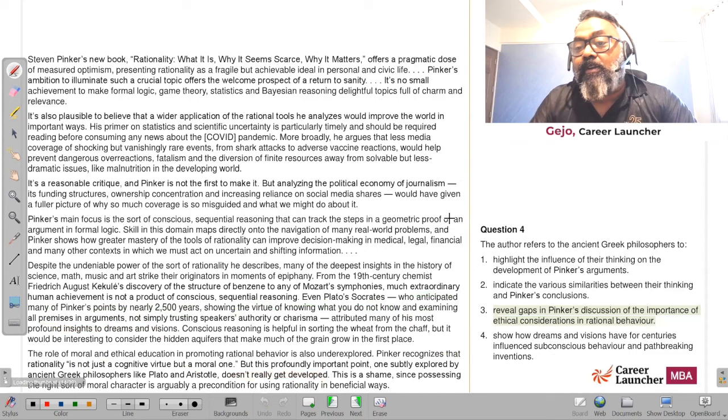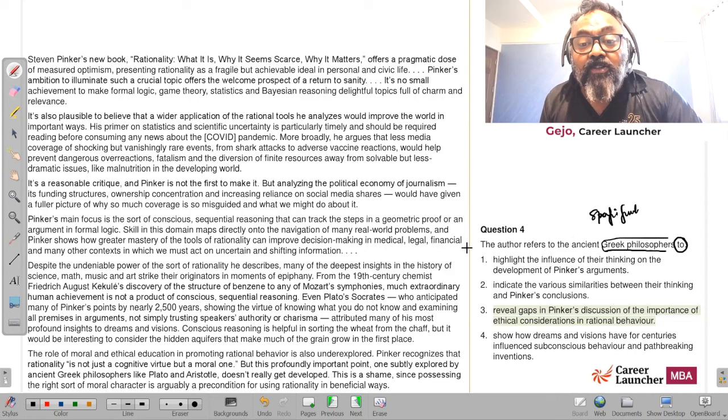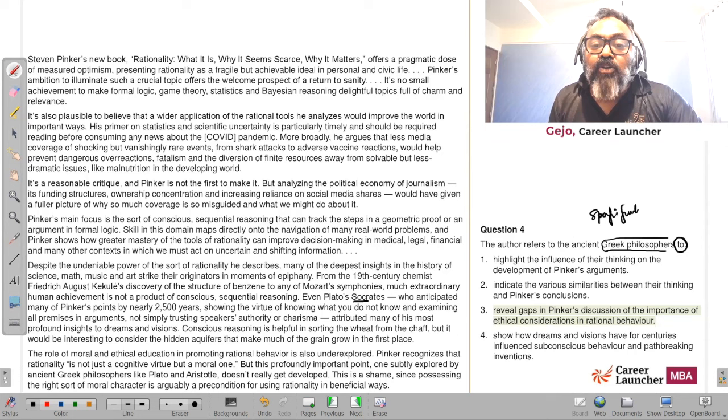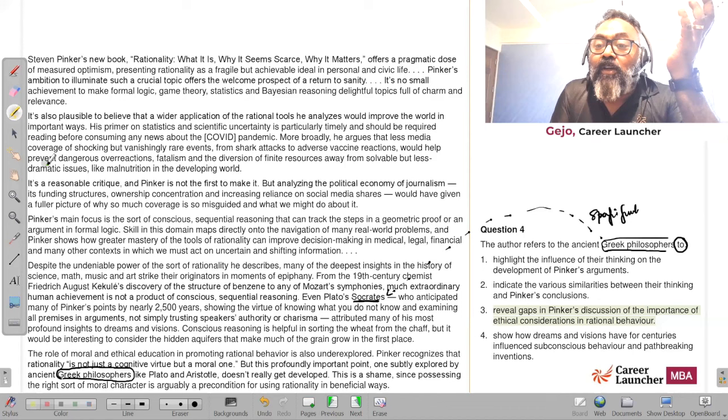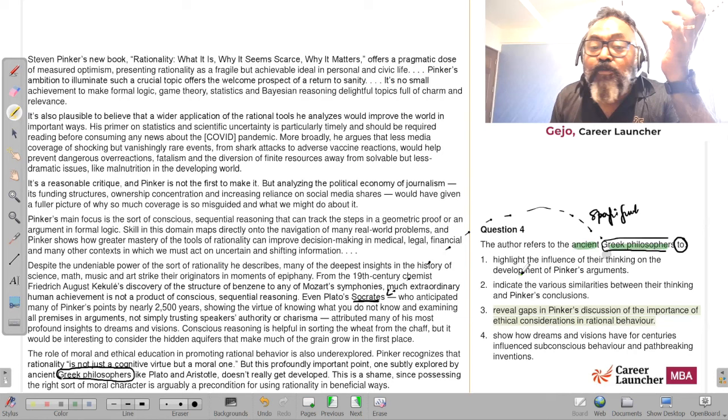The author refers to Greek philosophers too. So again, this is a specific function question. What is the role of Greek philosophers in this sort of discussion? Where are the Greek philosophers mentioned? One of the mistakes people could make is mentioning Socrates here. You are assuming it's a Greek philosopher, but the author refers to ancient Greek philosophy. The question is very specifically asking about ancient Greek philosophers.